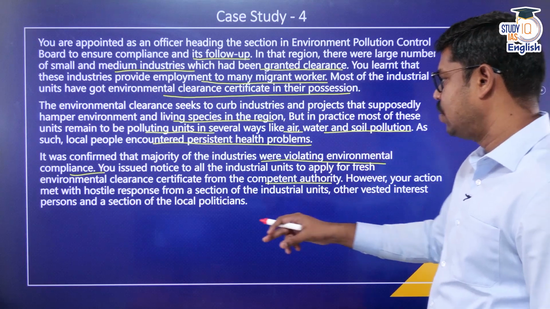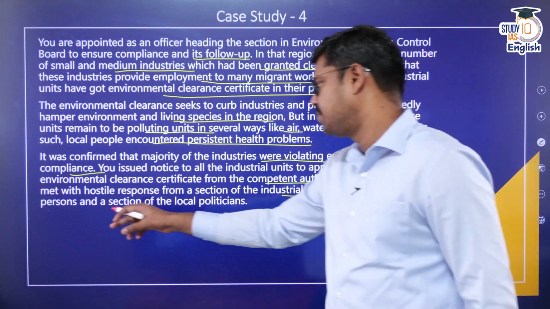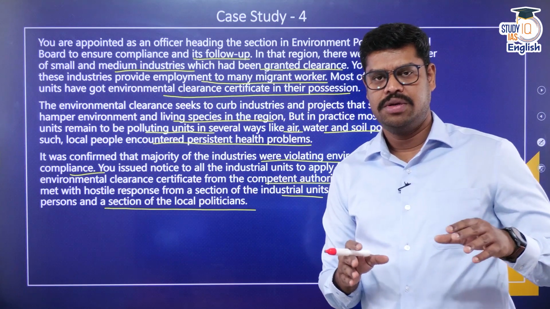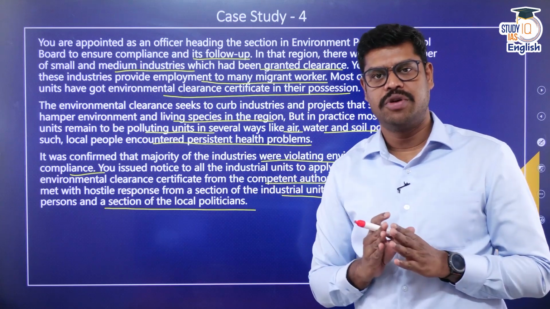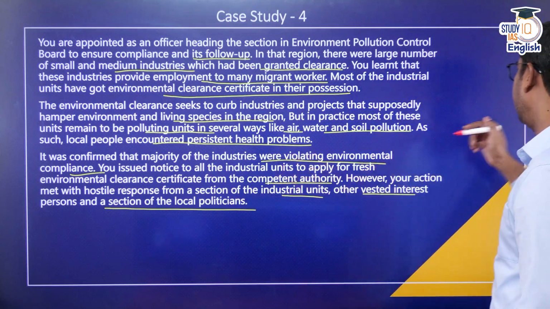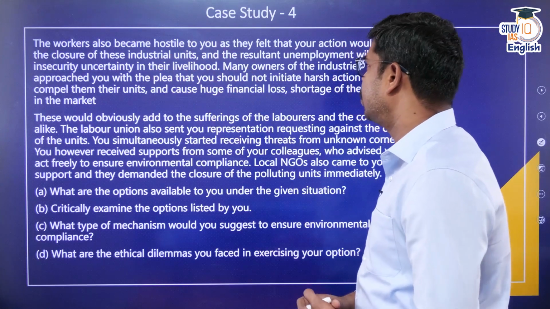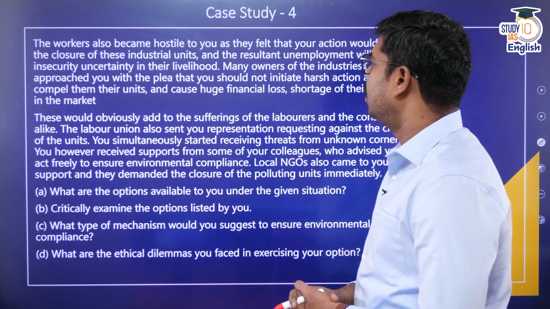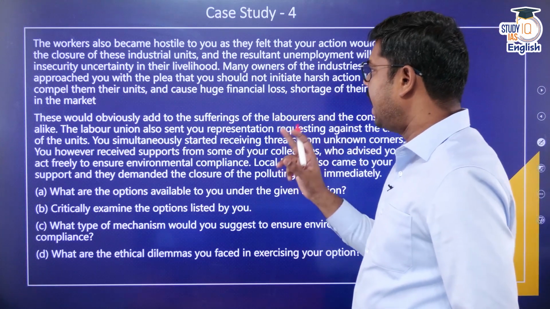However, your action is met with a hostile response from a section of the industrial units, other vested interest persons and a section of the local politicians. So of course, you as an honest officer are trying to objectively perform your duty, and hence you are asking for fresh clearances. But there is a lot of hostile reaction from the vested interest group and the local people who have interest in these industries. The workers also become hostile to you as they felt that your action would lead to closure of these industrial units, and the resultant unemployment will lead to insecurity and uncertainty in their livelihood.